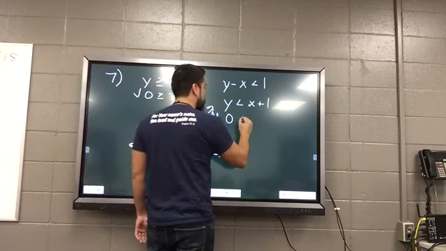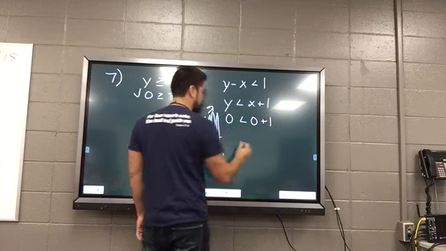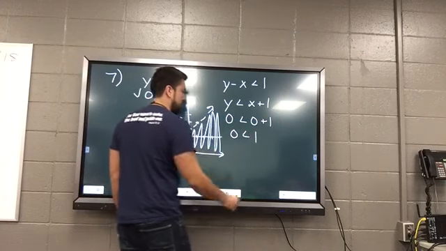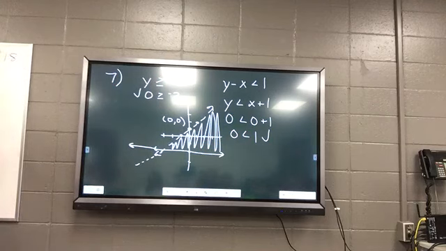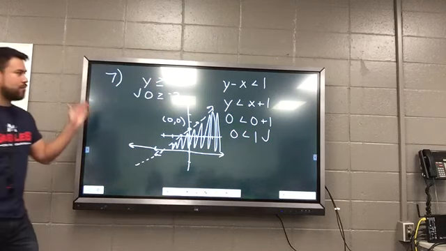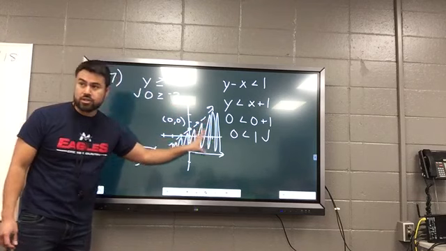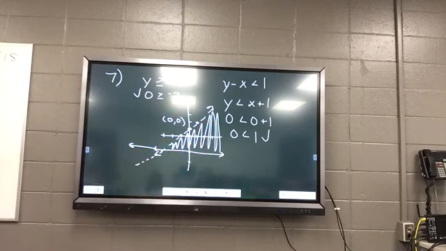Is 0 less than 0 plus 1? So is 0 less than 1? It has to work. That is one of the points that fits both of them, and it's in that region. Okay? So you can check yourself on that a little bit. You guys okay with that? I think I know what to do.